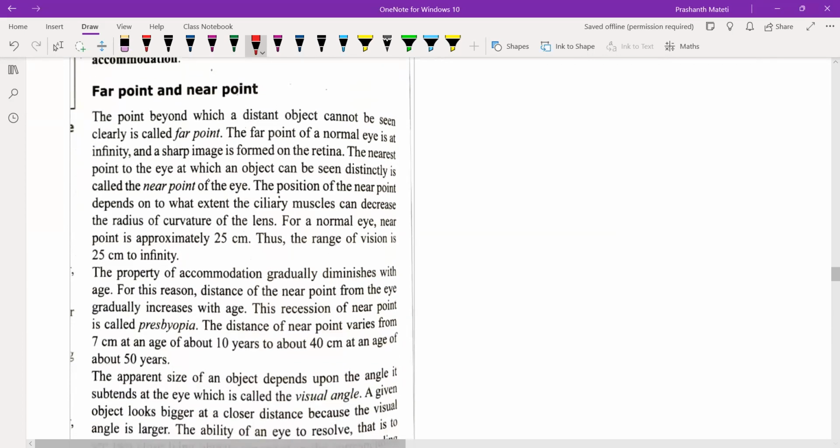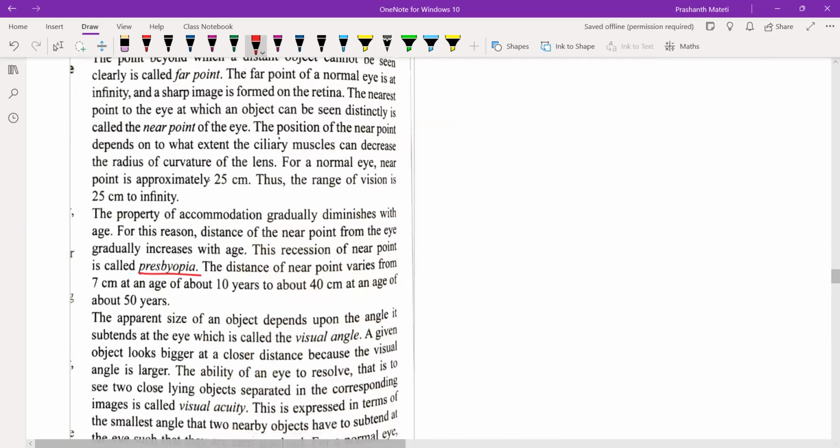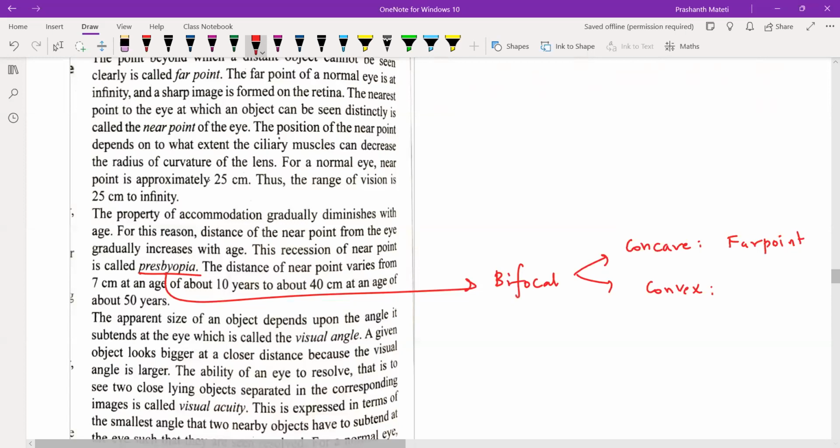So when old age comes, the defect in the eye is presbyopia, where the person is unable to see both near distance and far distance. For presbyopia people you have to recommend bifocal lens. Bifocal means you have a concave lens for far point adjustment, and a convex lens, the converging lens, for near point adjustment.